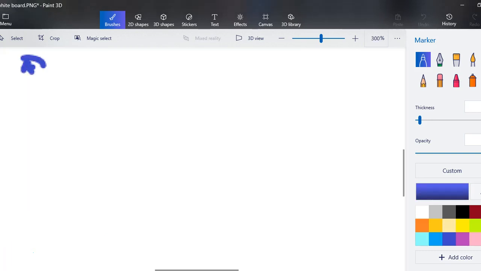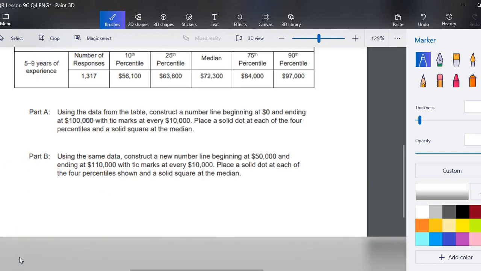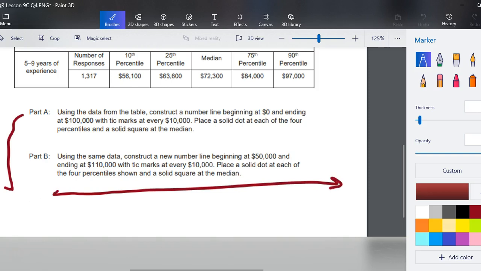Part A, oh, that doesn't look good. Let me try this again. I'm just going to work this question back on the problem itself. So starting with part A, it says use the data in the table to construct a number line. So I'm going to freehand a number line. It asks me to start at 0 and go up to 100,000, tick marks at every 10,000. So 10, 20, 30, 40, 50, 60, 70, 80, 90, 100. And so here's 10,000, 20,000, etc.